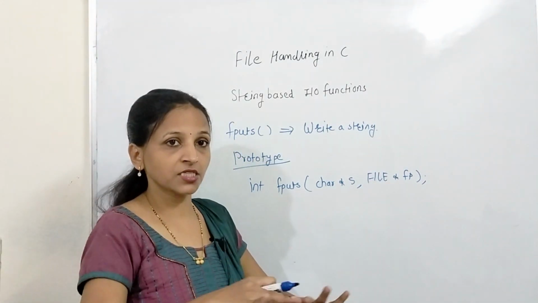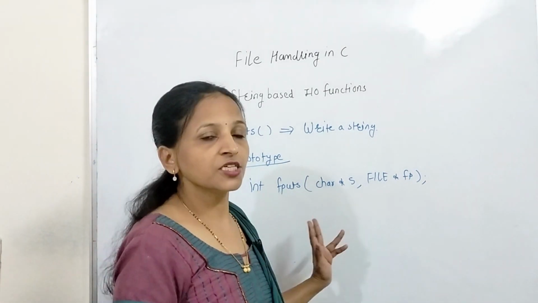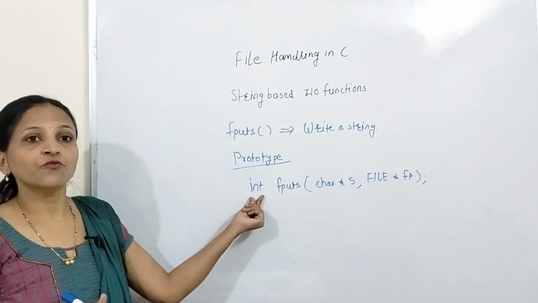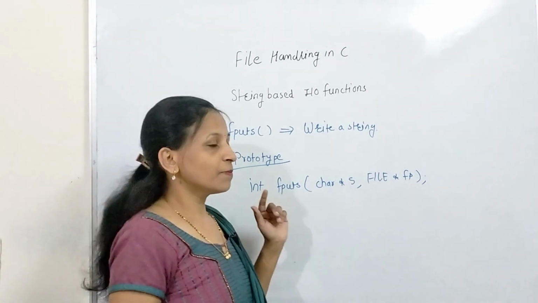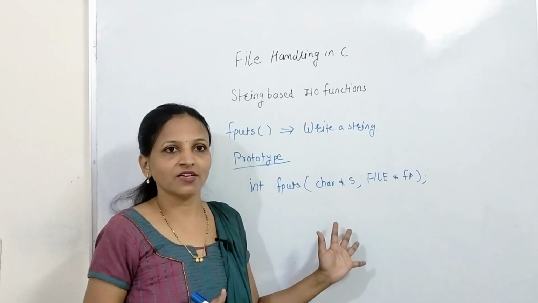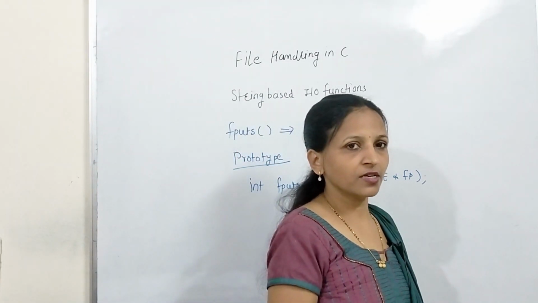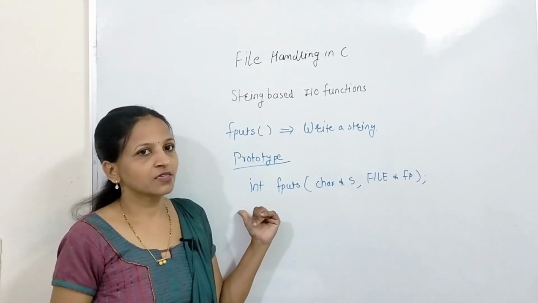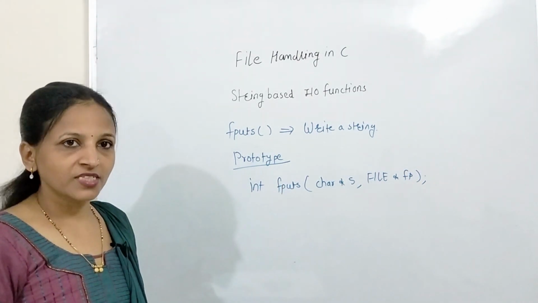Now if that string has been written inside that file properly, then this function will return a non-negative value. Non-negative value means a positive value or 0 it will return. That means we can say that the string has been successfully written inside that file. If it is not possible to write that string into that file because of any problem, then it will return a negative value. Getting? This is the fputs function.